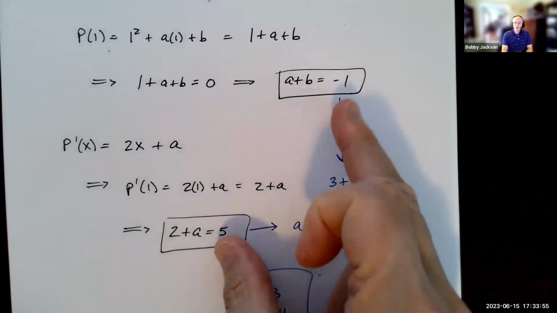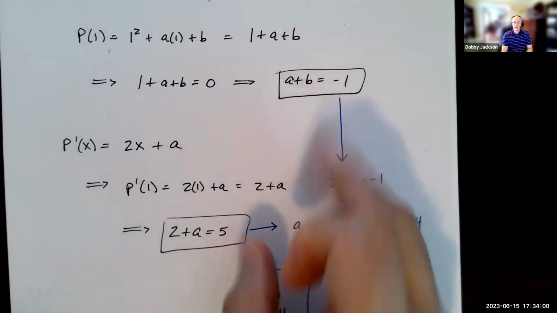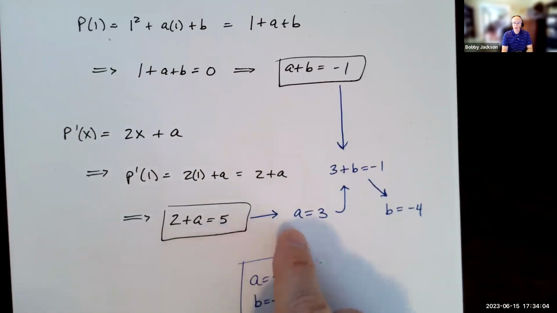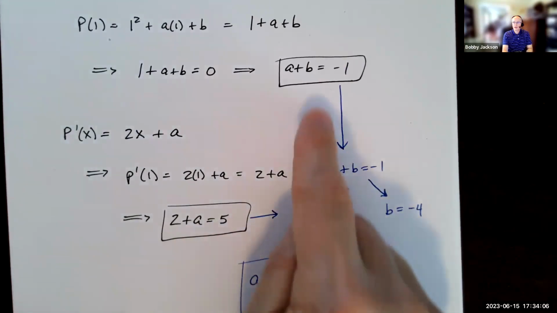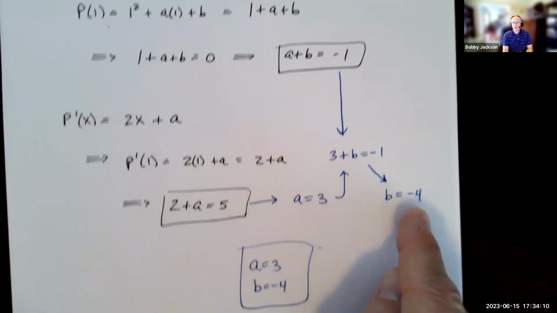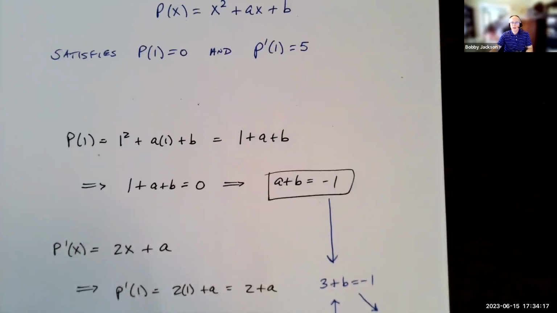So these are the two conditions. We basically have a system of linear equations to solve, but they're very easy to solve because this one we already know: since 2 plus A is 5, A must be 3. And if A is 3, I can replace A here. 3 plus B is -1, meaning B must be -4. And those are the two values of A and B that satisfy those conditions here.